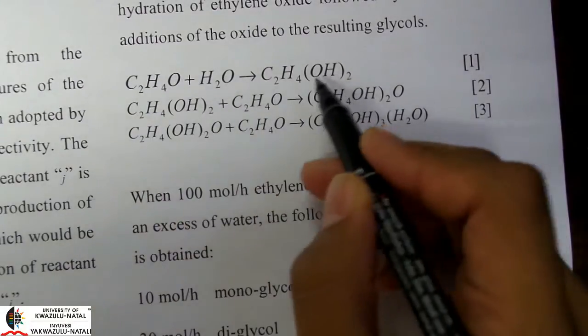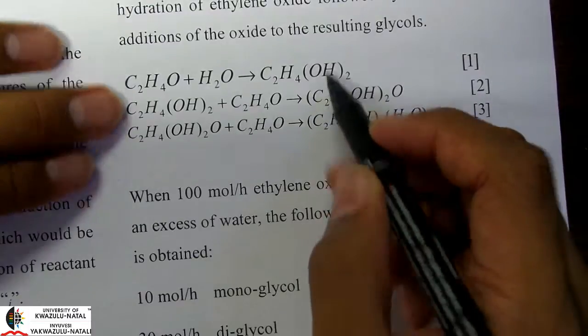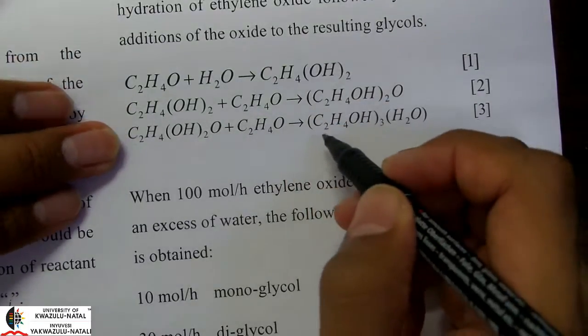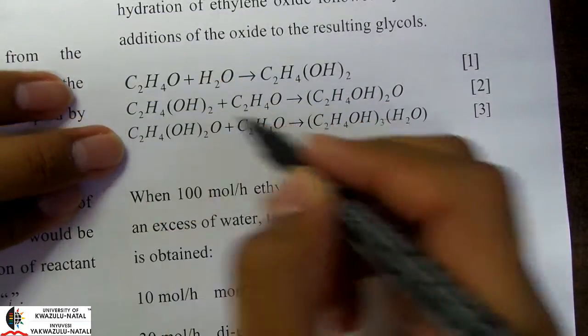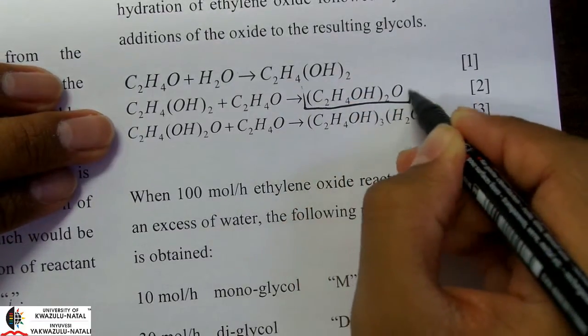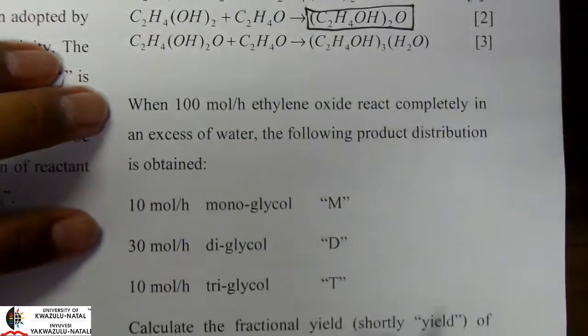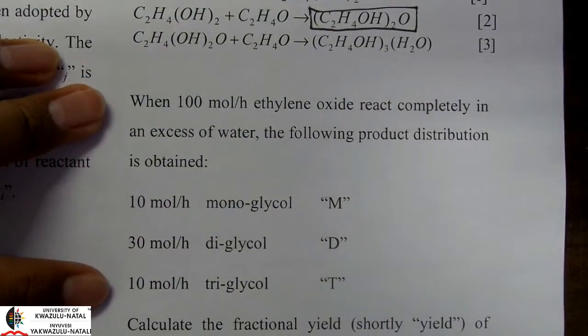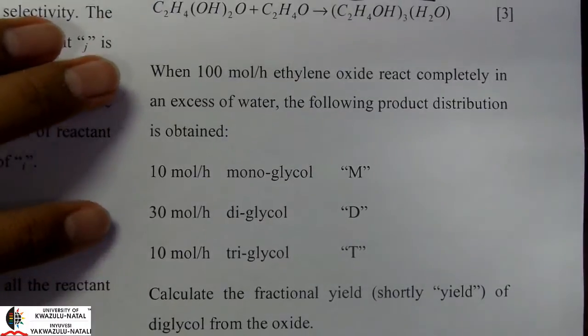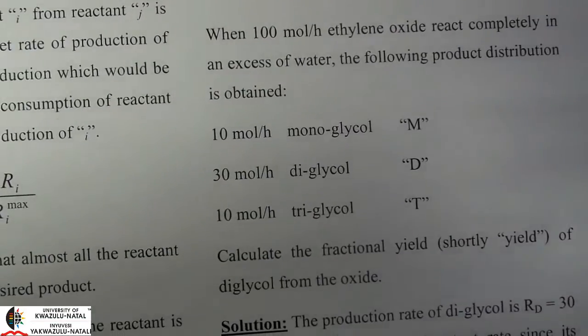Okay, so as you can see, we have 3 reactions occurring. Not all of these reactions are desirable because we ideally would want the production of only our diglycol. But out of the reactor, we seem to be getting monoglycol as well as triglycol. Okay, so let's look at what the yield is and let's see how we can calculate it.